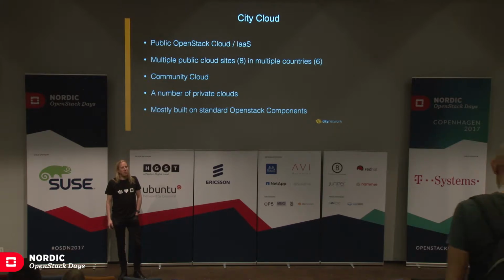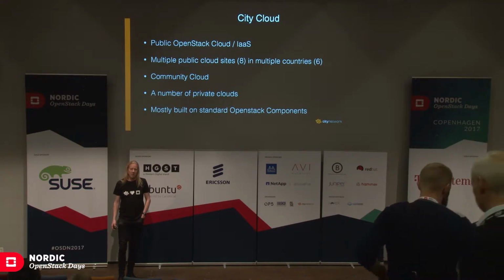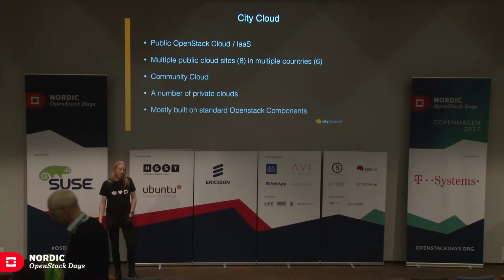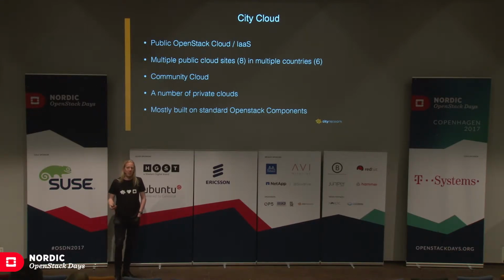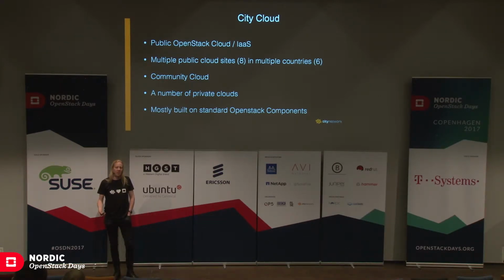Then you have something called the community cloud. It's more for customers that have special regulatory requirements. For example, the health sector, a bank, or a government agency that still wants to be able to use a somewhat public cloud service. Also, there are a number of private clouds for specific customers. Those work pretty much the same way as the other services, but they are built specifically for one customer that has special requirements. All of this is mostly built on standard OpenStack components.